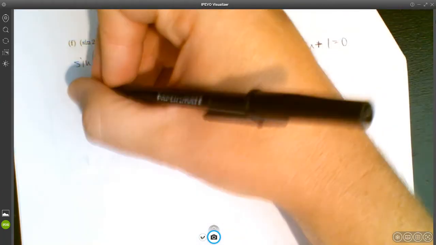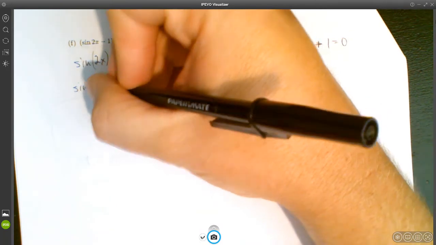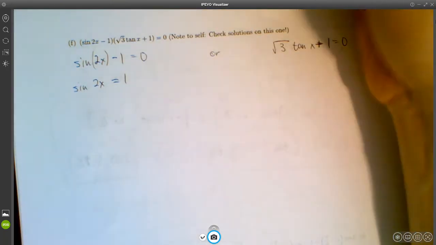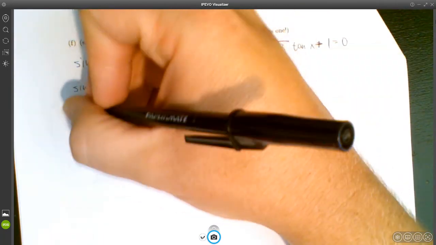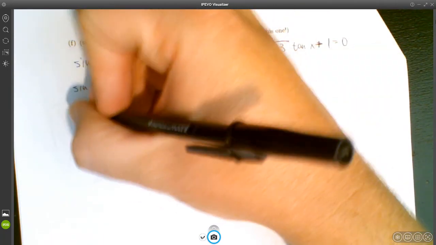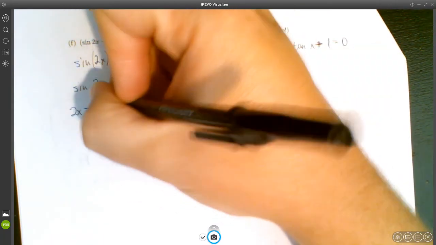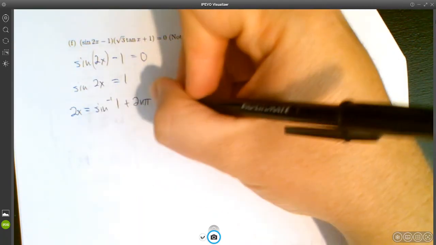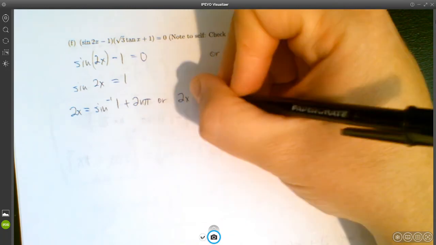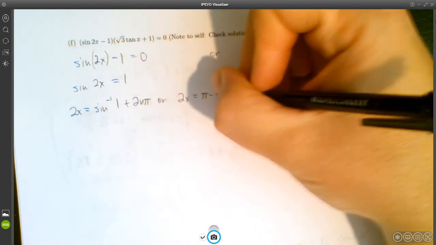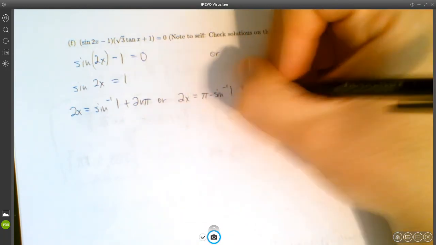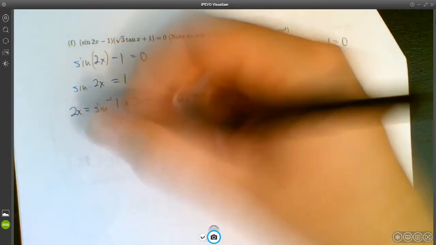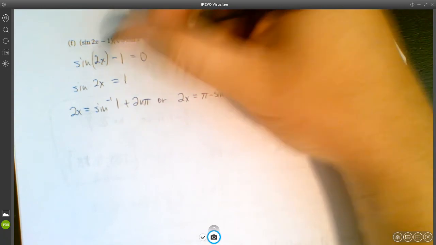So here I can add one, say sine 2x equals 1. And then I can say, all right, if sine 2x equals 1, then it should be the case that 2x is sine inverse of 1, or that 2x is equal to pi minus sine inverse of 1. Okay, those all come from this first equation.